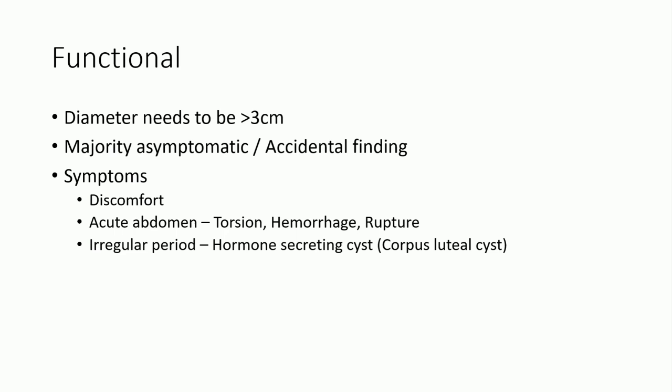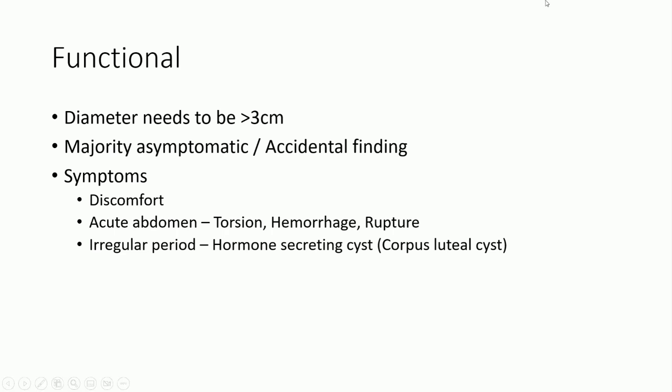It can bleed into the tumor and the tumor can rupture. So a ruptured tumor can cause inflammation and severe pain. These are the causes which lead to acute abdomen, and the patients will present immediately with a severe sharp pain. That is one kind of presentation.